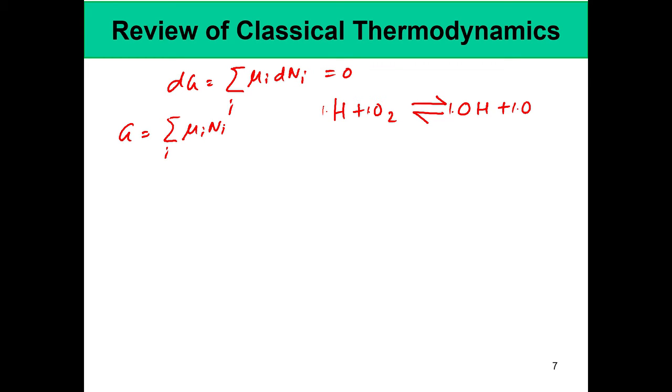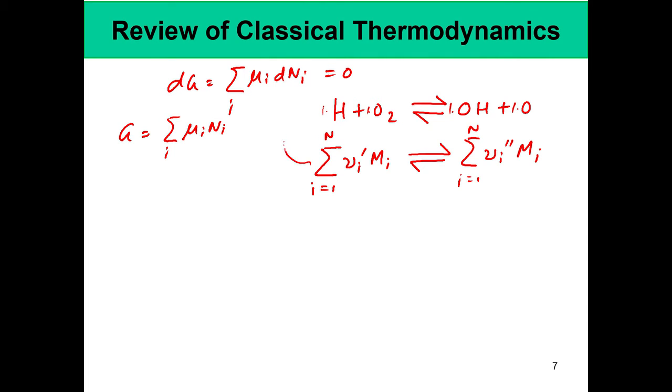So, we need to have a general representation. I can write a general reaction like summation i = 1 to n of nu i dash mi. Nu i dash is the stoichiometric coefficient for the reactant, mi is the name of the species, which goes to summation i = 1 to n of nu i double dash mi. This is the name of the product, and this is the stoichiometric coefficient of the product. Now, it goes from 1 to n on both sides.